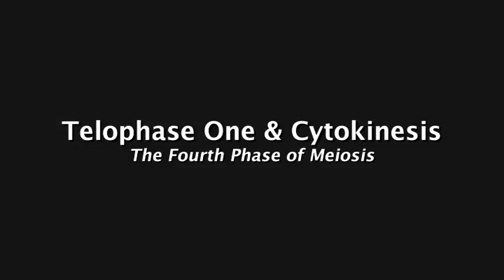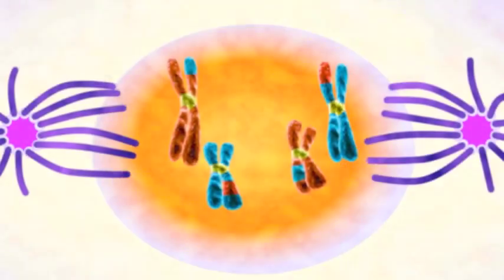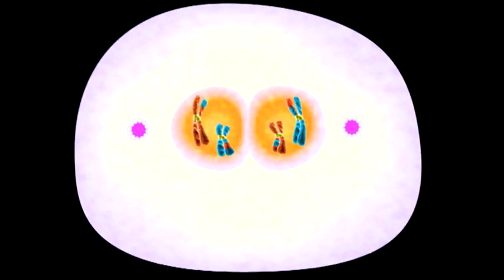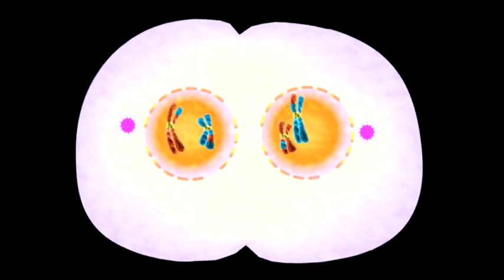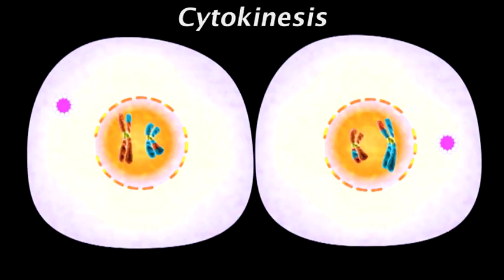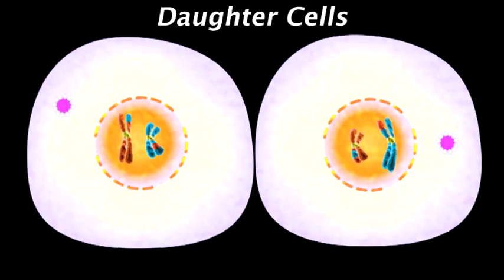During telophase 1 and cytokinesis, the fourth phase of meiosis, each half of the cell contains a haploid set of duplicated chromosomes, each still consisting of 2 sister chromatids. Cytokinesis, the division of the cytoplasm, occurs simultaneously with the events of telophase 1, resulting in the formation of 2 daughter cells.